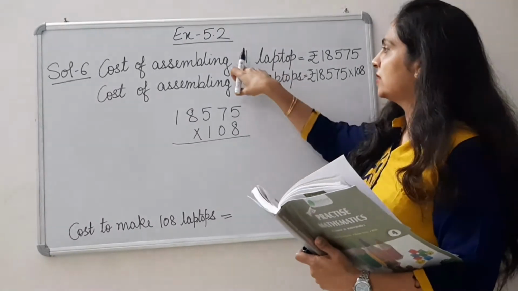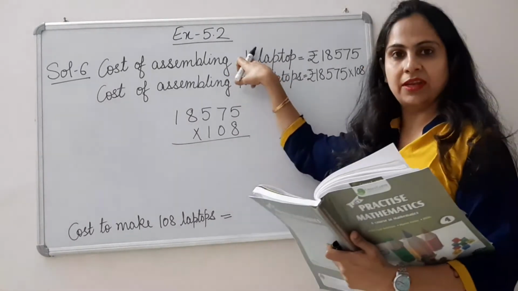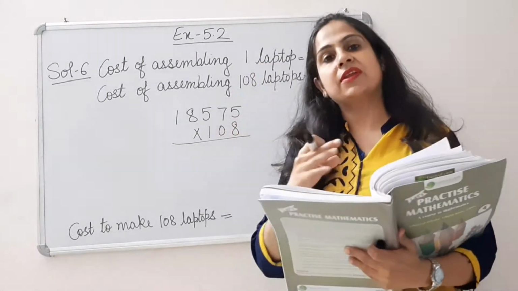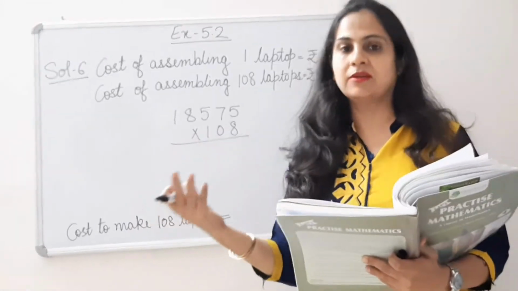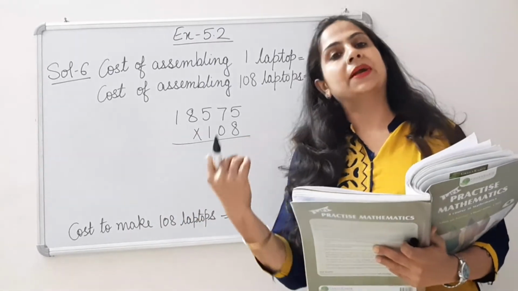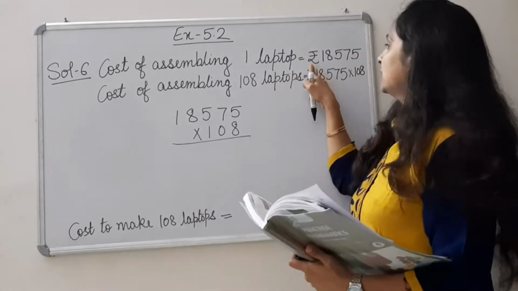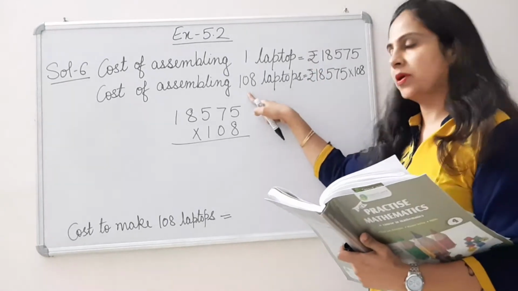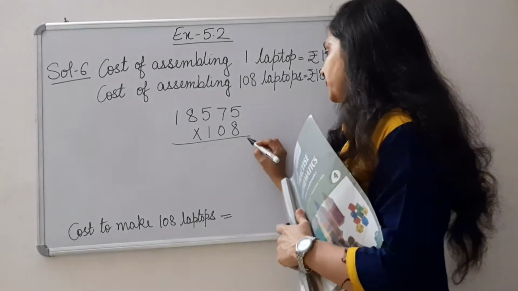So when the cost of one is given and we have to find the cost of many, then what we have to do? We have to multiply the cost with the number of laptops. Okay, now let's multiply it over here.